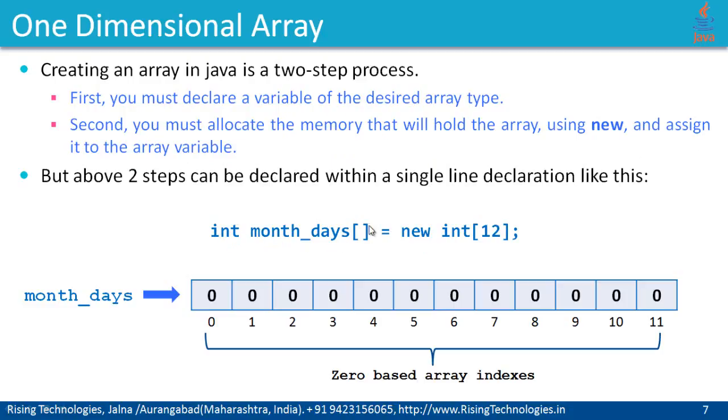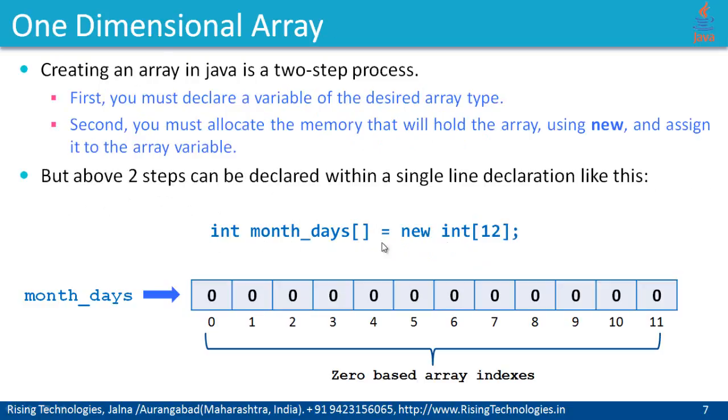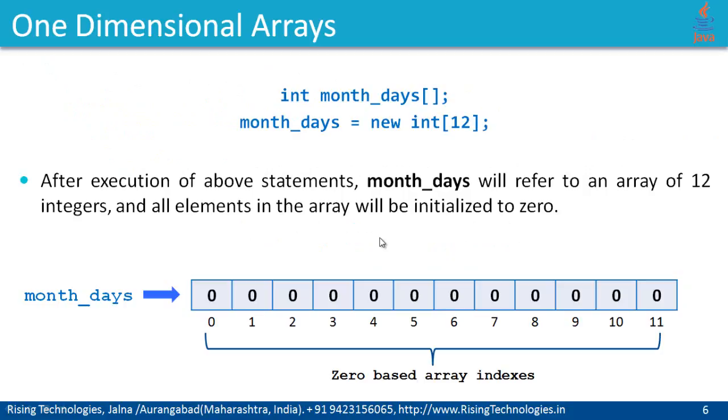I can say integer month days, that's an array, equals new integer 12. So actually this statement is a combination of these two statements. First we are declaring an array variable, and then we are allocating memory for 12 integer variables. So these two statements can be combined something like this. So in this declaration we are declaring this month days as an array variable, and then we are allocating memory for 12 integer variables. So the effect of this line is as good as the effect of these two lines.